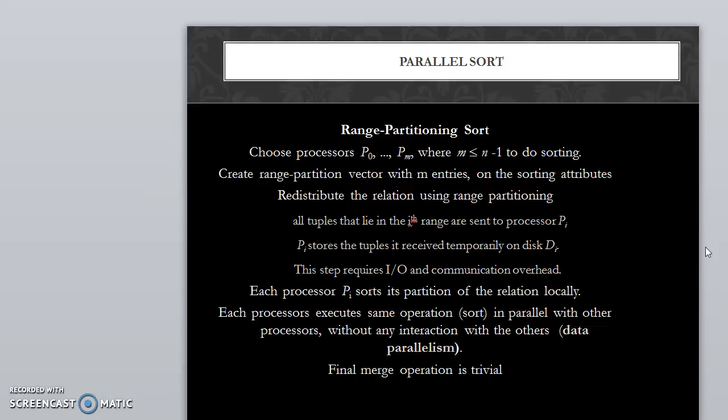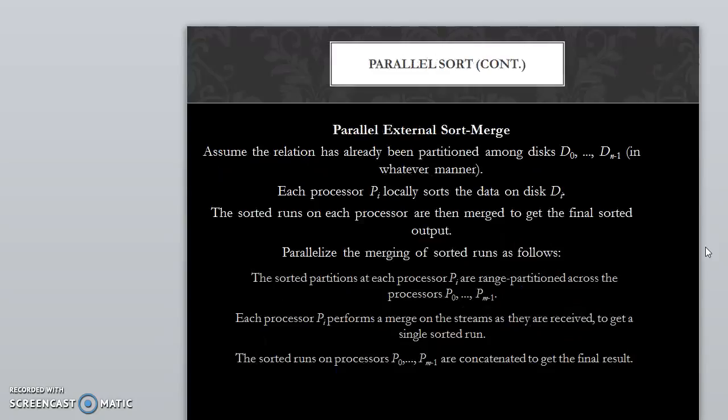Then each processor Pi sorts its partition of the relation locally. Each processor executes the same operation in parallel with other processors without any interaction with the others, that is the data parallelism processing. Finally, we merge the results, which is trivial.